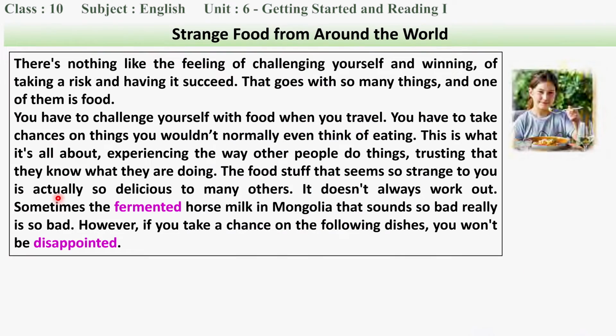Now, the second paragraph I want to read. You also listen to me very carefully. You have to challenge yourself with food when you travel. You have to take chances on things you wouldn't normally even think of eating. That is what it's all about, experiencing the way other people do things, trusting that they know what they are doing. The food stuff that seems so strange to you is actually so delicious to many others. It doesn't always work out. Sometimes the fermented horse milk in Mongolia that sounds so bad really is so bad. However, if you take a chance on the following dishes, you won't be disappointed.